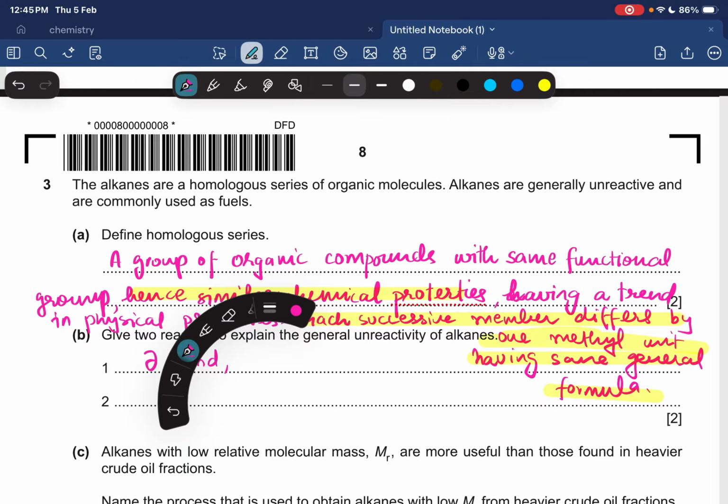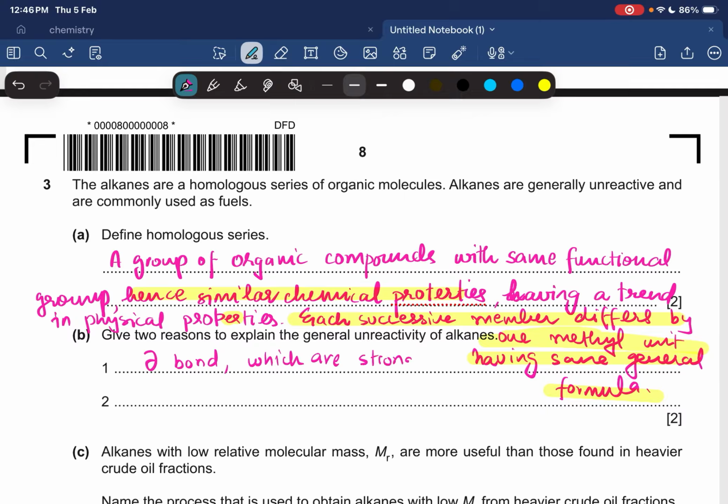Carbon has 4 sigma bonds. Yeah, there are strong CH bonds, difficult to break. And the other thing is the bonds are not polarized, right? Look, there is no electronegativity difference between carbon and hydrogen, so they're non-polar.